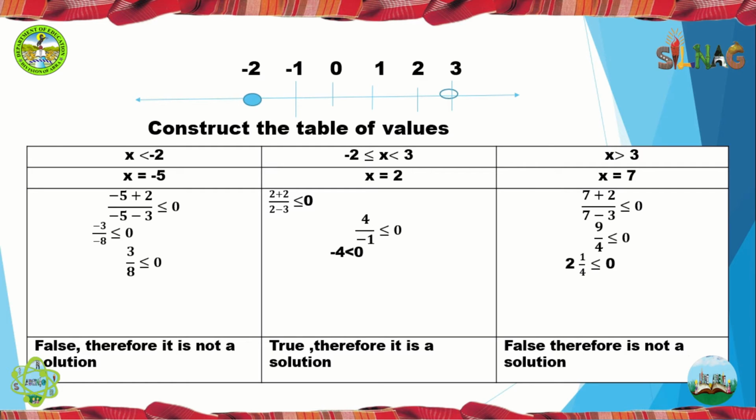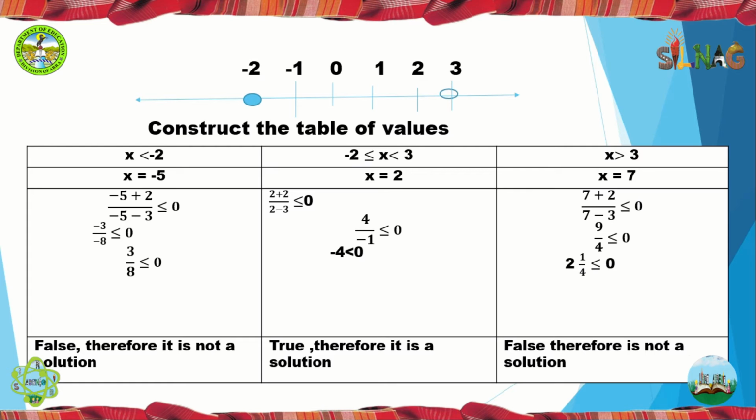So, we can say now that negative 5 is not a solution of the given inequality, or the numbers which are less than negative 2 are not solutions of the given inequality. Then we have the second interval. We use 2 as the number which is greater than negative 2 but less than 3. So we have to substitute: 2 plus 2 over 2 minus 3, is it less than or equal to 0?